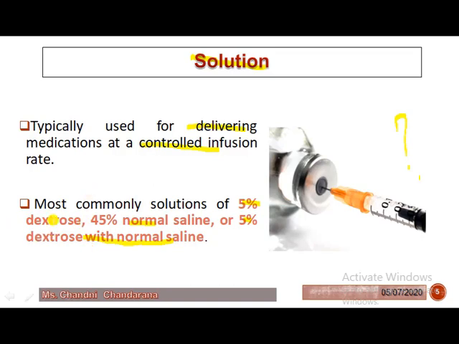Now, why dextrose? Here dextrose contributes the glucose. It will meet the energy requirement. And the saline means the sodium, means electrolytes. So it will maintain the fluid balance and the cellular functions. So these are the parenteral solutions.